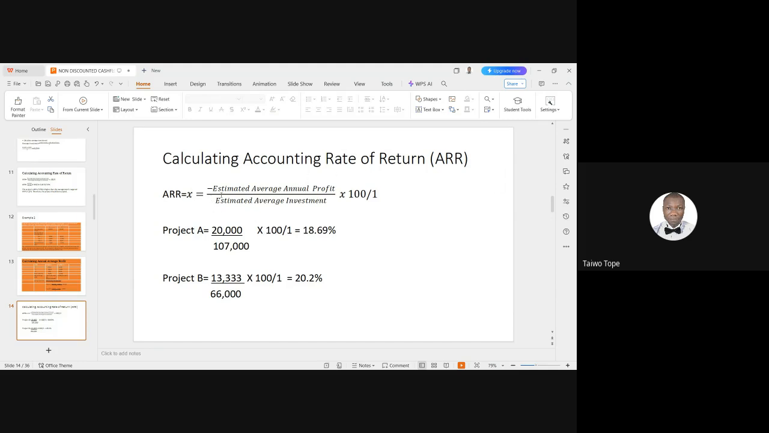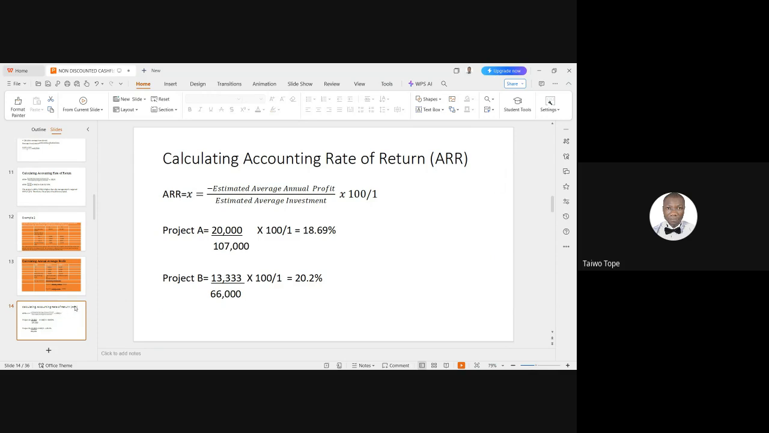which is the formula: estimated average annual profit divided by estimated average investment multiplied by 100 over 1. For project A, the estimated average annual profit is what? 20,000 divided by estimated average investment 107,000 multiplied by 100 over 1. The accounting rate of return for project A is 18.69%, and for project B, 13,033 divided by 66,000 multiplied by 100 over 1, you have 20.2%. So the point now is this: what will be your decision?